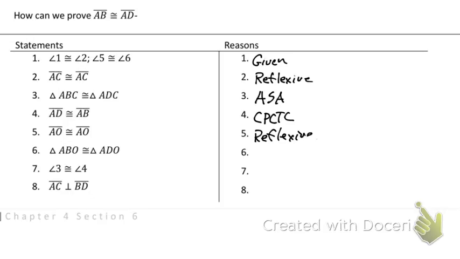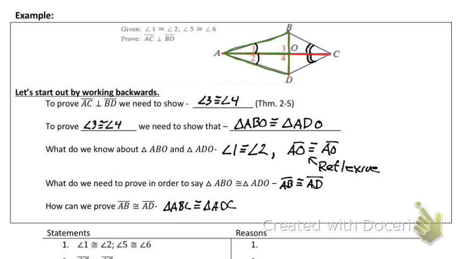It is side angle side. We can't use HL because we don't know it's 90 degrees. We're trying to prove it's 90 degrees. The only time you can use HL is if we know for a fact it's 90 degrees. We would never use HL here, because we are just trying to prove those two things are 90 degrees. You have to know there are 90 degrees to use HL.